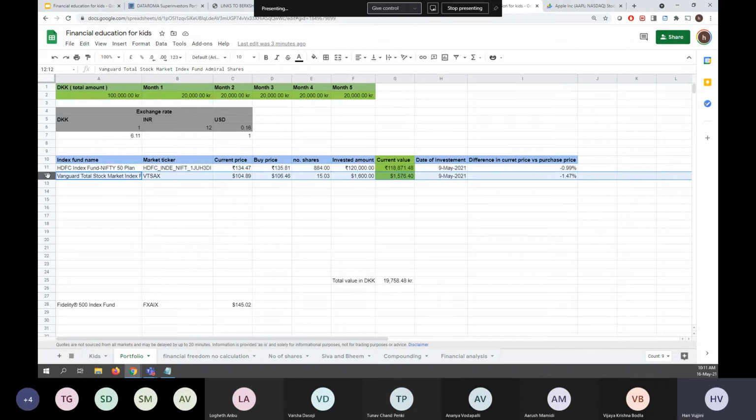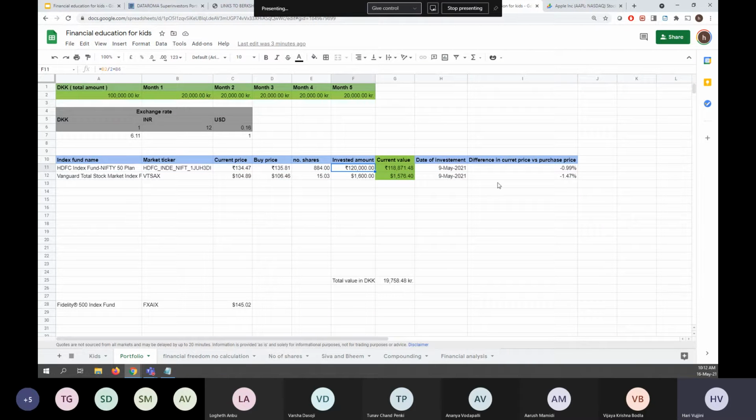So I'm taking Danish krone currency, investing in India with Indian rupees currency, investing in US with US dollar. So every time I move money from Denmark to India or the US, I have to convert it into the respective country's currency. That's the only way I can invest in those countries. So that's the amount.